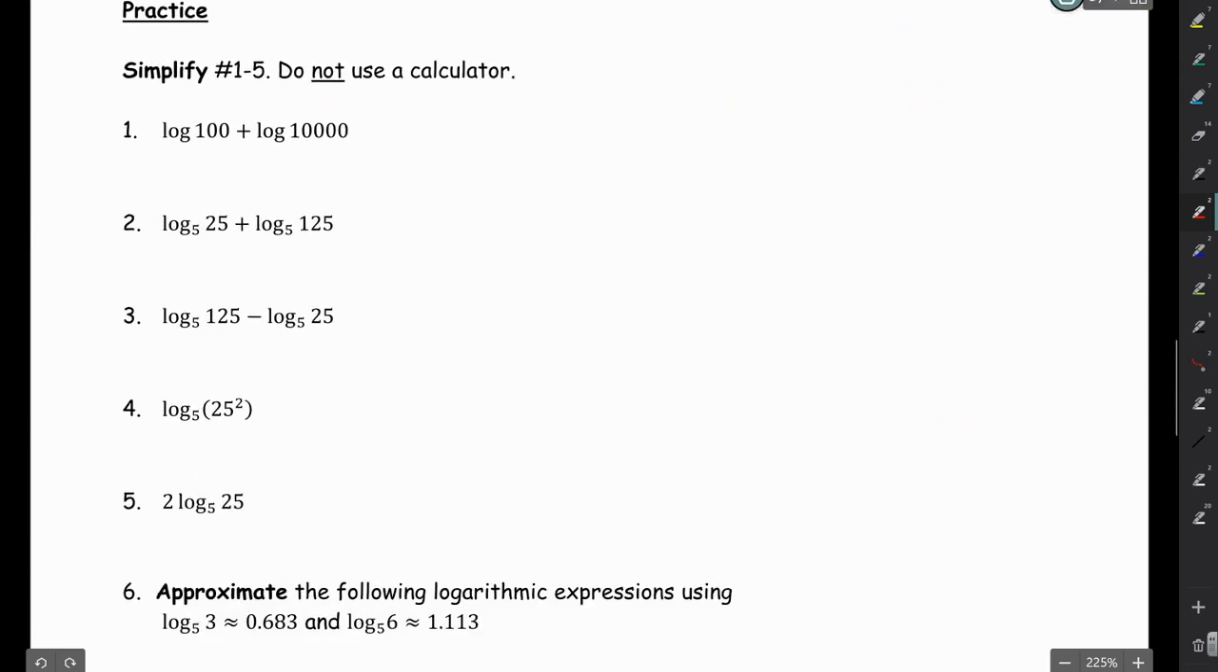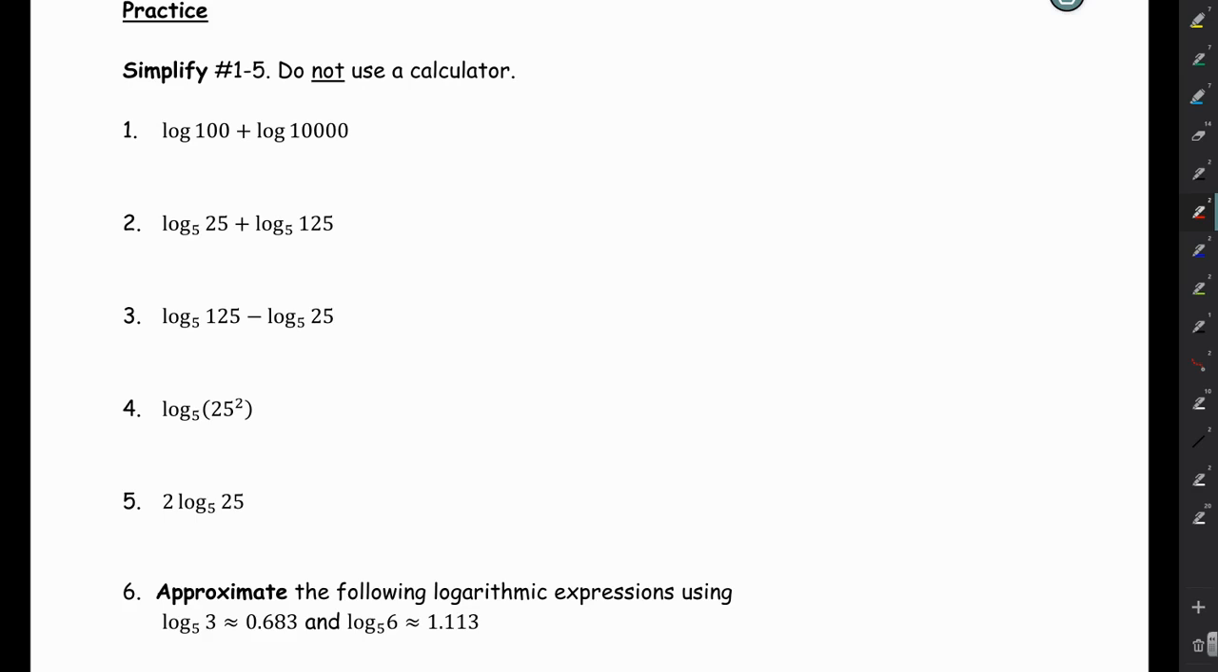All right, so we have some practice, and notice it's saying simplify numbers 1 to 5, but do not use a calculator. All right, so we want to try to rewrite these to make it easy on ourselves, and it's really just testing that you're understanding and using some of those laws and properties that we just looked at.